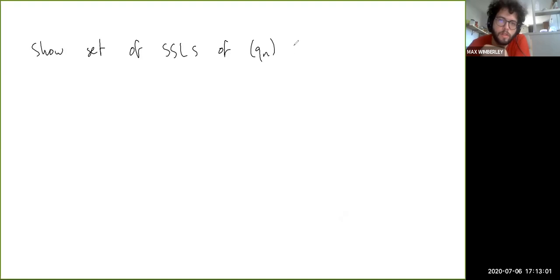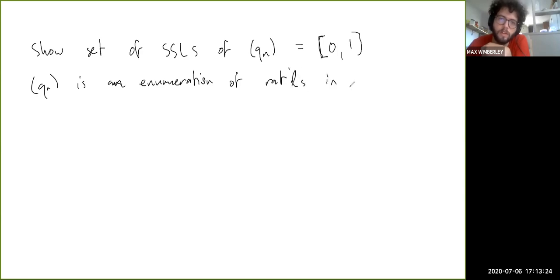So let's see. We want to show that the set of subsequential limits of Qn is this closed interval from 0 to 1, where Qn is an enumeration of the rationals in the half open interval like this. Okay, so what this means, remember, is that for a sequence to be an enumeration of rationals like this just means every rational number in this interval gets listed off at least one time in the sequence Qn, right? So the way we would show this would be, okay, you want to show that anything outside of this set is not a subsequential limit, right?